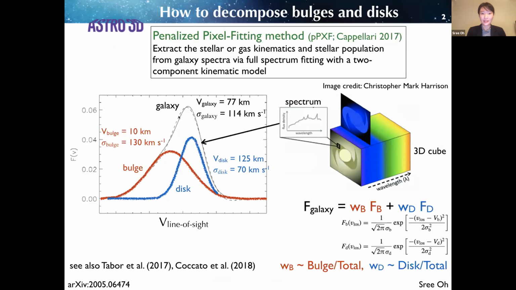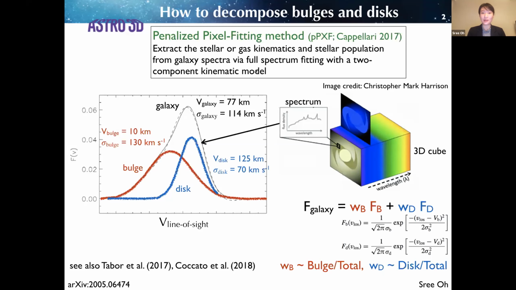The black line here is an example of the line-of-sight velocity distribution of a galaxy. If we think this is a combination of a bulge and disk component, then this black line can be expressed by the flux-weighted sum of two Gaussians. Here we can estimate the shape of the total line-of-sight velocity distribution from the spectrum from the SAMI 3D spectroscopy cubes, and also estimate the weights of the two components from the photometric bulge-disk decomposition.